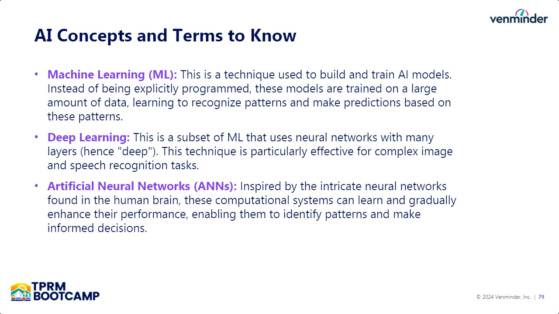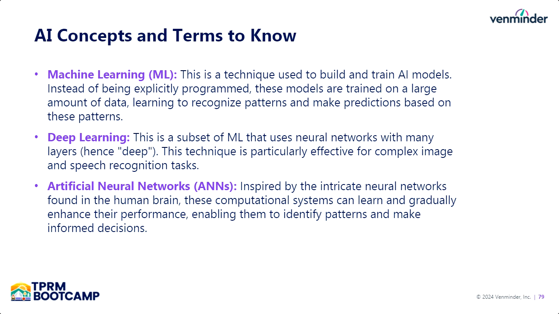Now, when it comes to concepts and terms that you might need to know, things you might hear, let's start with machine learning. This is the technique that's used to build and train AI models. And so you've got to understand with AI, we're not programming this data. What we're doing is taking existing data and we're asking the AI to go in and analyze it, identify trends, and start making predictions based on those trends. You have deep learning, which is a subset of machine learning, which goes deeper, which may look at different levels of data, different data sets to draw those same conclusions.